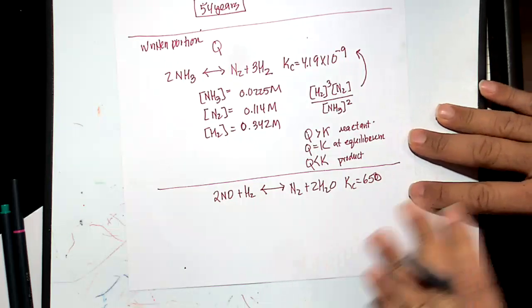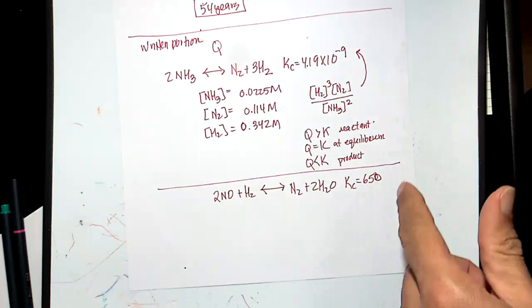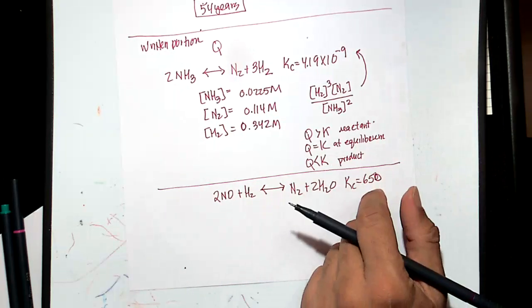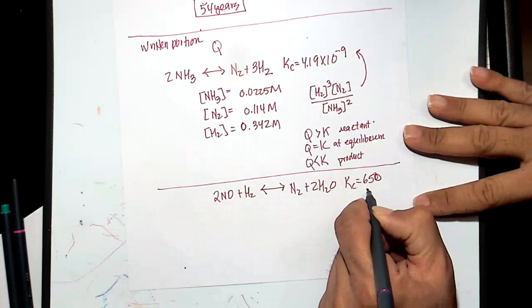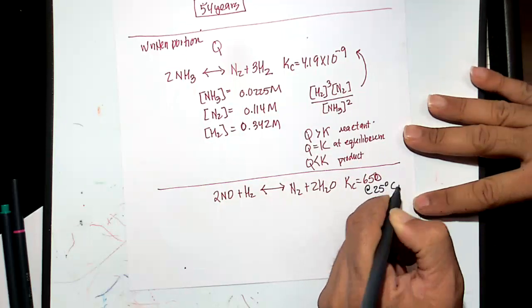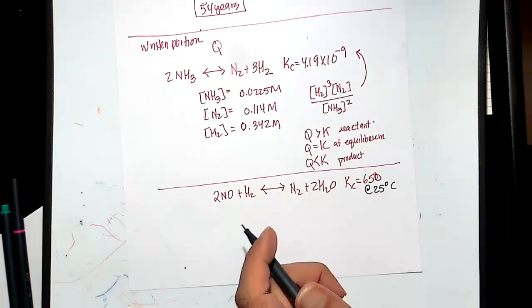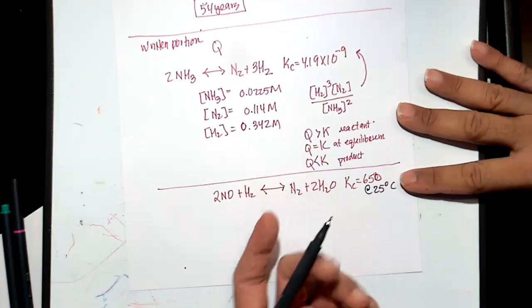Okay. All right, so there's a couple of things I can do to this reaction. Okay. Here it is. Here's the equilibrium constant at some specific temperature. We can call that 25 degrees. Okay, that's not the point. Okay, the point is, what happens if I flip this reaction?